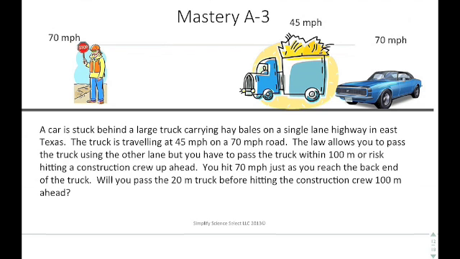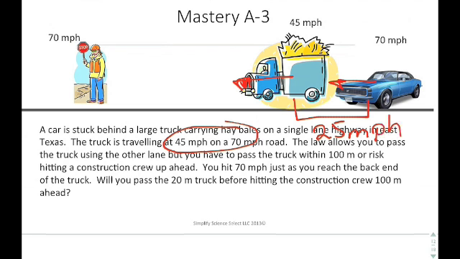You hit 70 miles per hour just as you reach the back end of the truck. Will you pass the 20-meter truck before hitting the construction crew 100 meters ahead? So, if you were to look at this, relative to the truck, these are your two velocities. The truck is traveling at 45 miles per hour. The car is traveling at 70 miles per hour. So the car, relative to the truck, is traveling at 25 miles per hour.